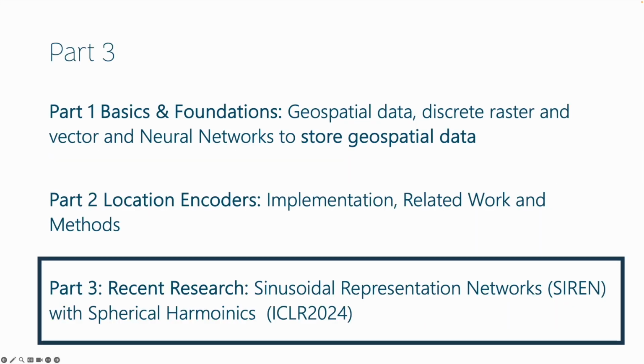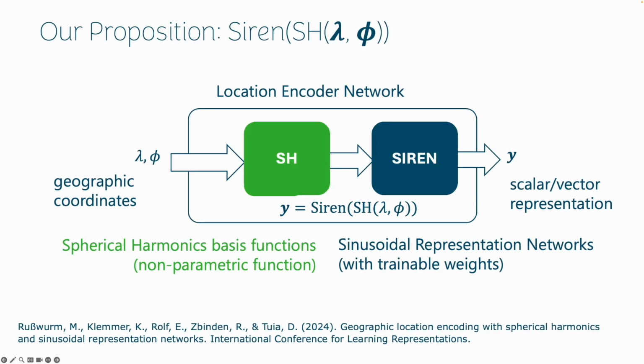And this basically leads me to the third part, which joins the foundations in part one, what we learned of implicit neural representations in machine learning, and what we know about spherical harmonics in the earth sciences, together with the location encoders, mainly on species distribution mapping, to summarize one of our recent papers that I'm happy to talk about. So our proposition here is: let's use a location encoding network with spherical harmonic basis functions and sinusoidal representation networks. So that's basically the paper in one slide.